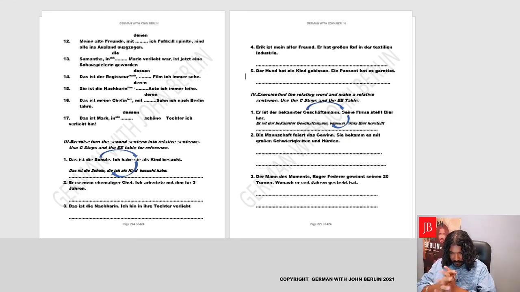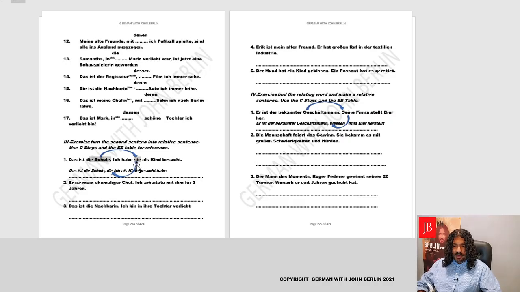So there's an example in front of us. Das ist die Schule, ich habe sie als Kind besucht. That is the school, I have visited it as a child. So sie here stands for the Schule. I have visited her. As we know in German, even things are treated like a person, so we write sie here. So we find the relating words, the Schule and sie. I visited her as a child.